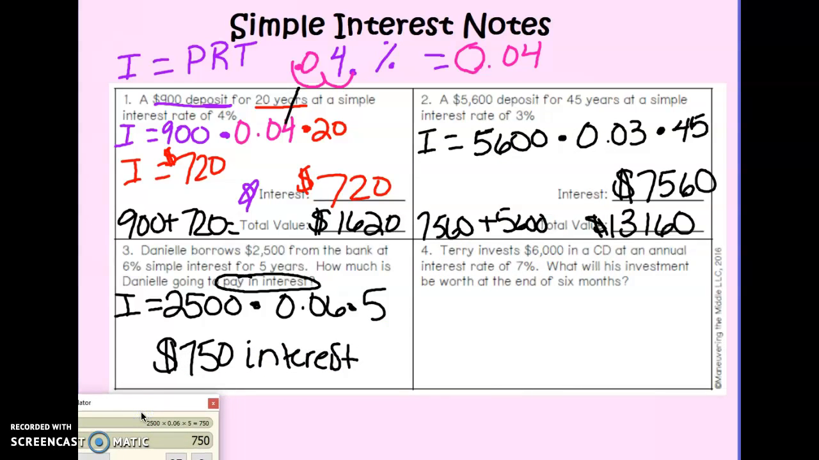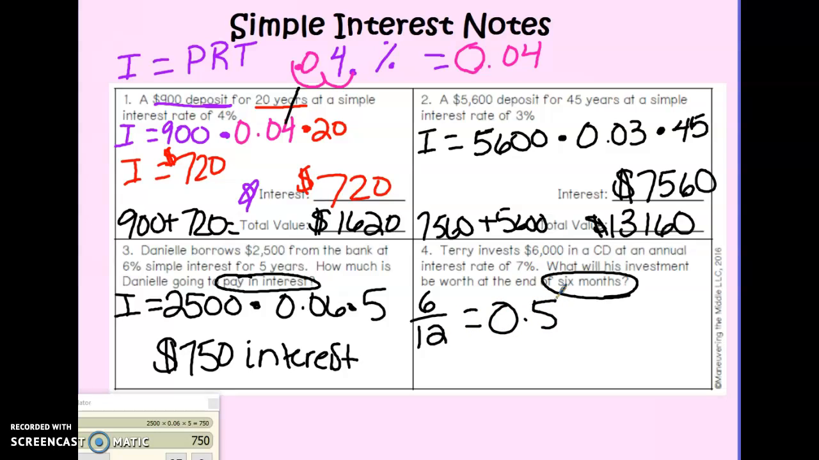Terry invests $6,000 in a CD at an annual interest rate of 7%. What will his investment be worth at the end of 6 months? Okay, 6 months. Remember, there's a total of 12 months in a year, so 6 months over 12 is half of a year. Divide it out if you need to.